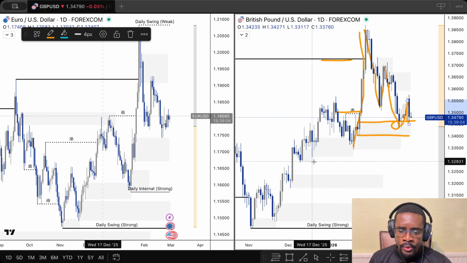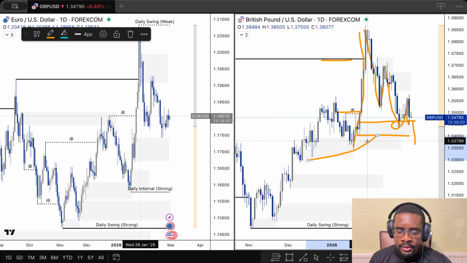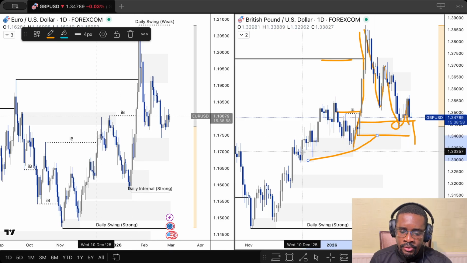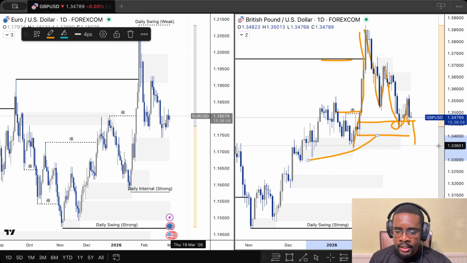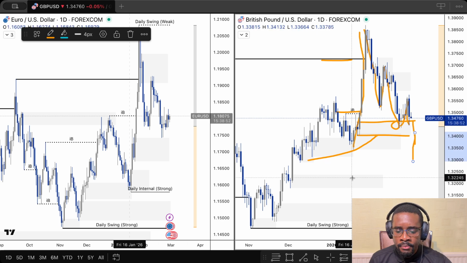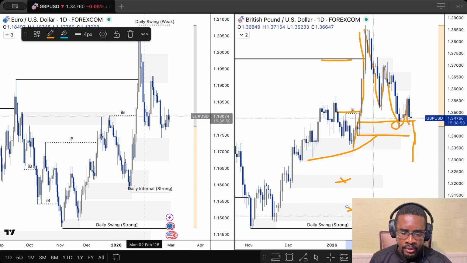So if price decides to continue bearish, then all these areas have been tested. All the zones have been tested, so it is likely that price could continue bearish, and then maybe target any one of these areas below.